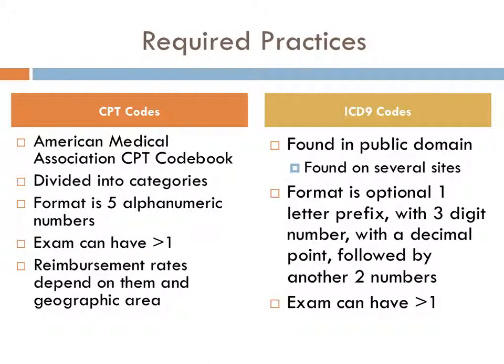ICD-9 codes are found in the public domain, so you can find them on several sites. Just make sure you have the most updated version if you download it. The format has an optional 1-letter prefix with a 3-digit number with a decimal point followed by another 2 numbers. And each additional number provides a more specific diagnosis and usually results in greater reimbursement. And just like an exam can have more than one CPT code, an ICD-9 code can have more than one code attached to it.